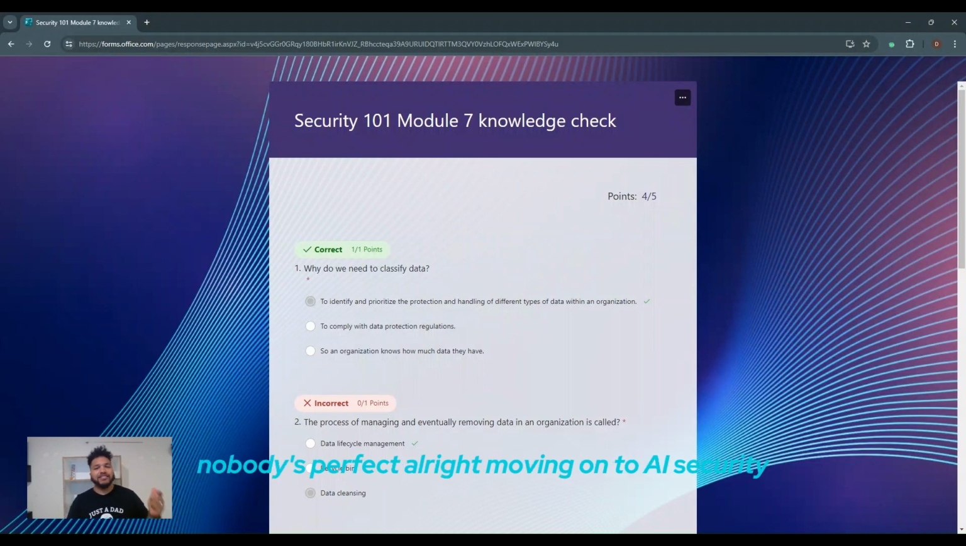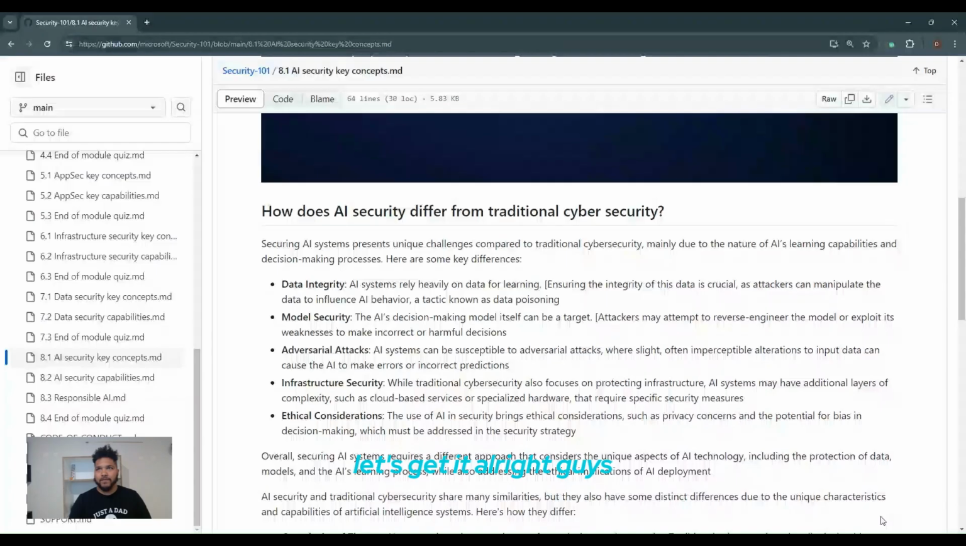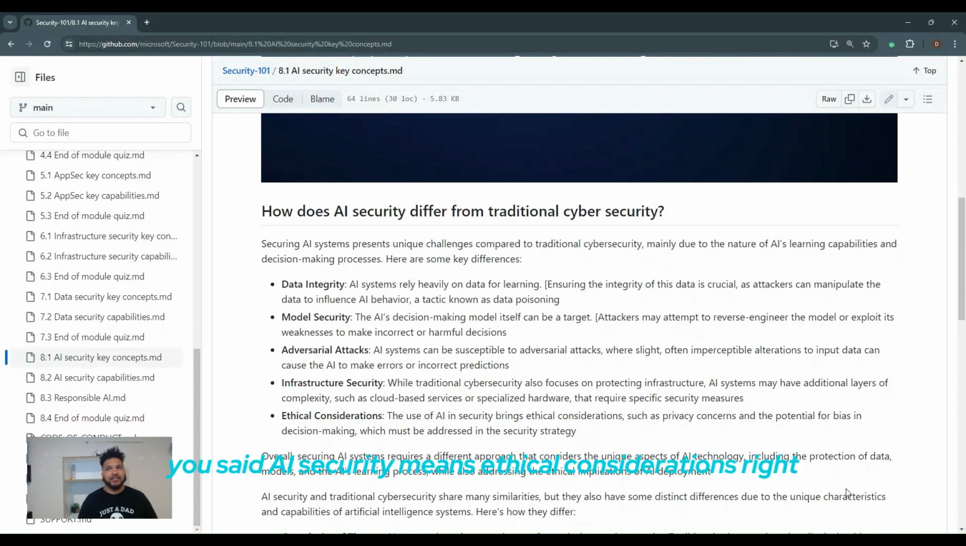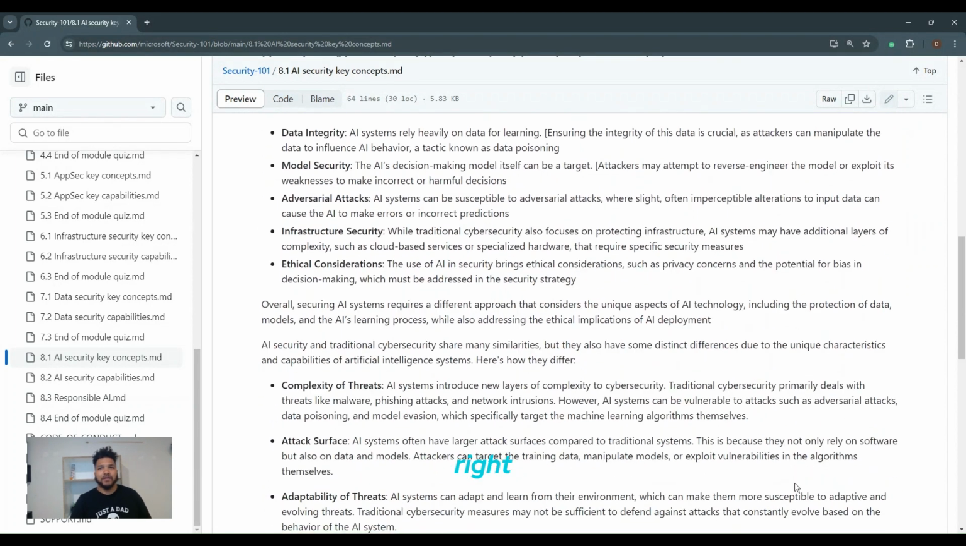All right, moving on to AI security. Let's get it. All right, guys, it's the final module. We're here. But how does AI security differ from traditional cybersecurity? When we look at AI security, we're looking at things like data integrity, model security, right? Models are much different than standard data. Adversarial attacks are different. Infrastructure is much different, right? The use of AI in security brings ethical considerations, right? Bias in decision making from what you feed in the model, right?